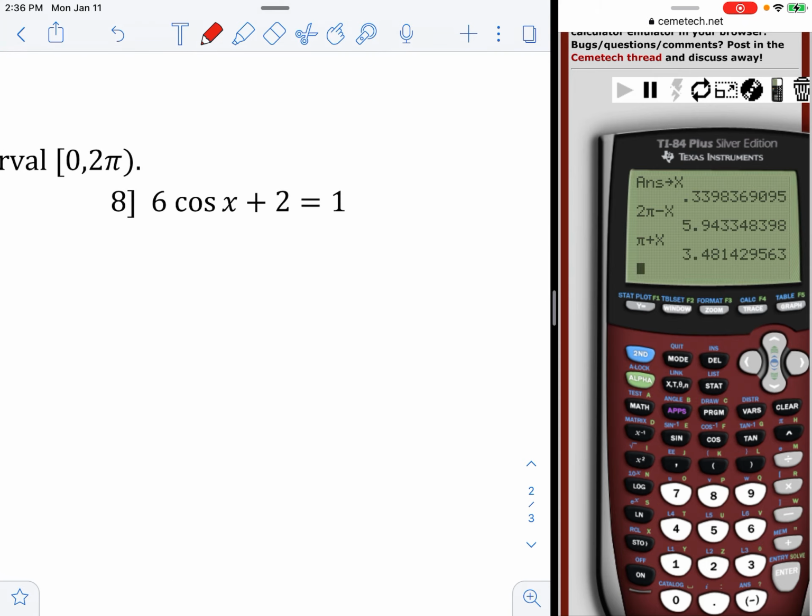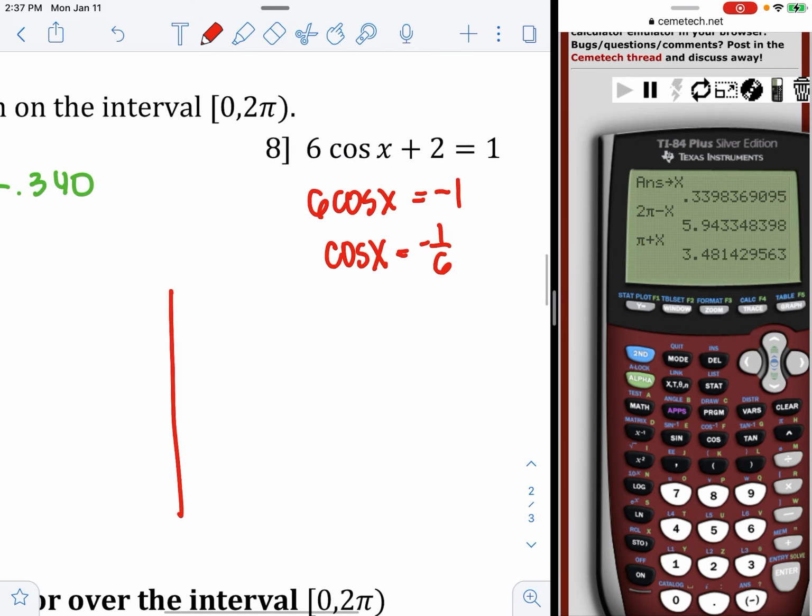This one here, to get cosine by itself, I have to subtract 2 and then divide by 6. Where is cosine negative? Second quadrant and the third quadrant.